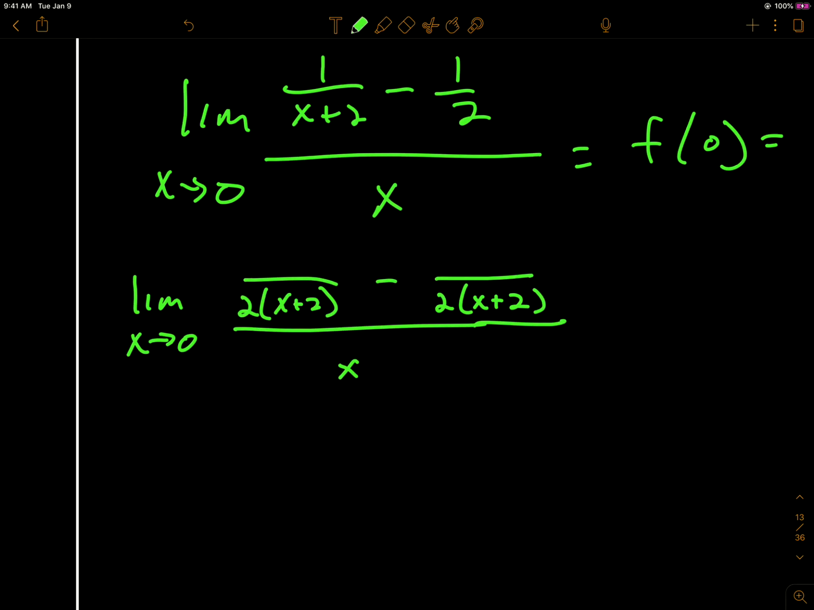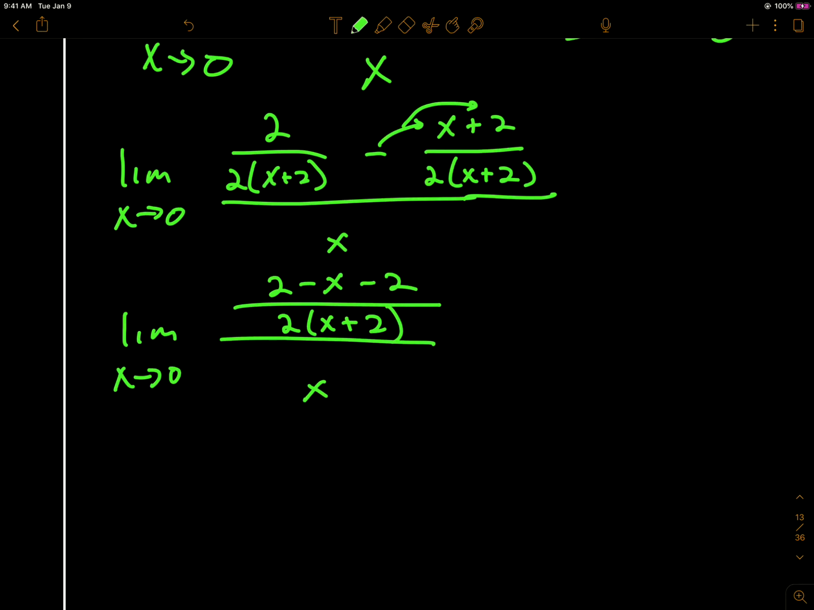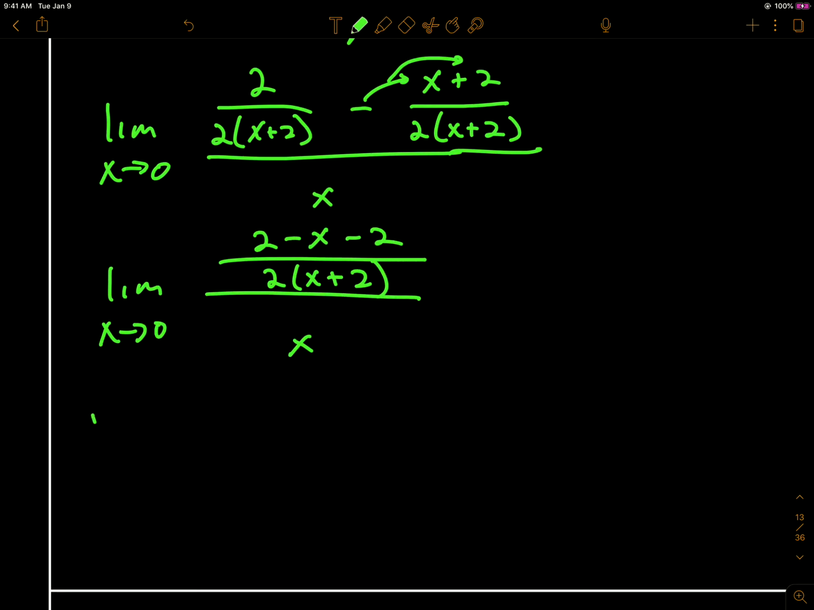So the numerator in this first one will be a 2. The numerator in the second one will change to an x plus 2. Don't forget that negative sign has to distribute to both the x and the 2. All right, so now I can combine those 2 fractions up top. It'll be 2 minus x minus 2 all over this denominator. That's how we do common denominator work. I'm going to simplify the numerator even further. I could do the 2 minus the 2, right?